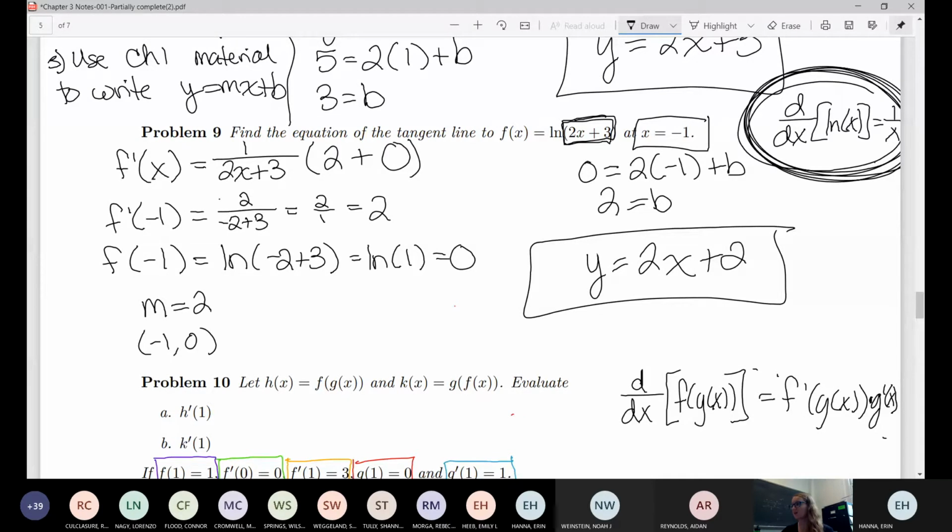Exactly, Haley. So if that was the natural log of 2x instead of 2x plus 3, the same thing would have happened because we still need to take the derivative of that 2x, which gives us that 2. Exactly. Any more questions?